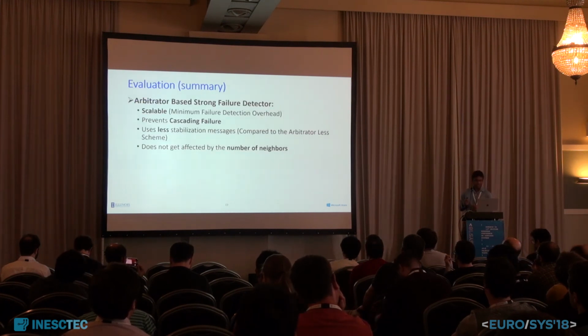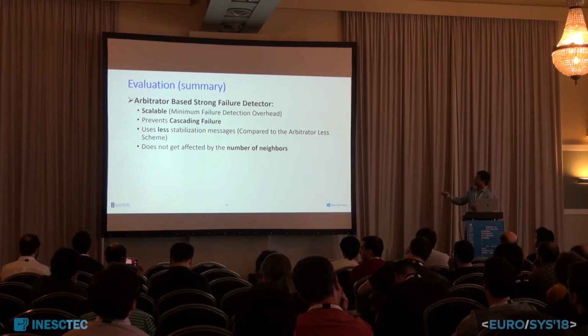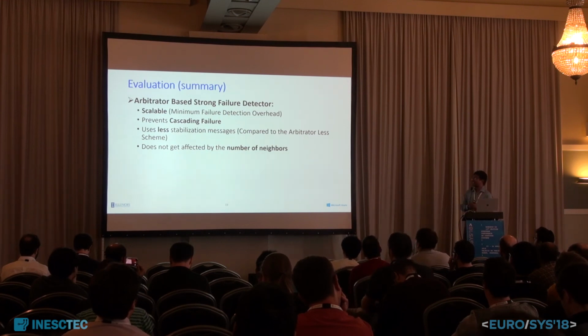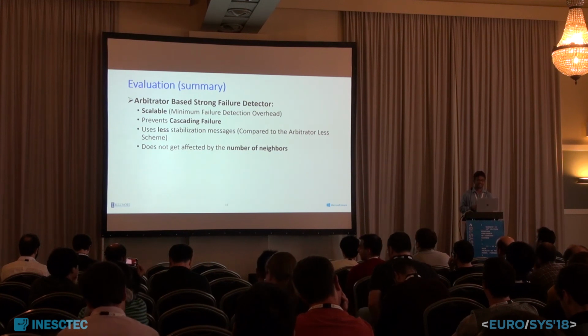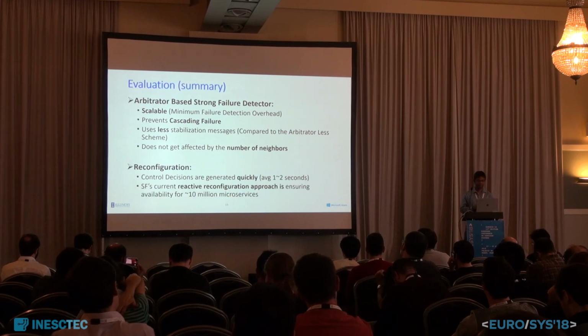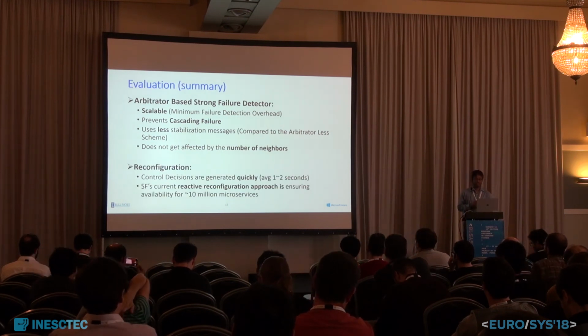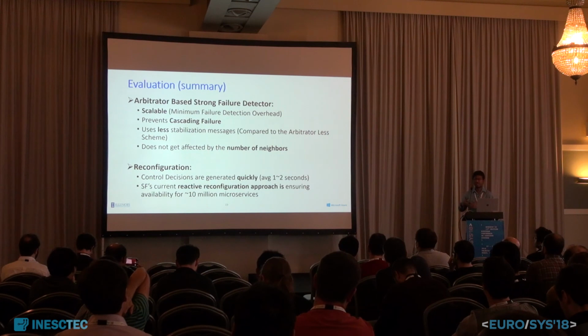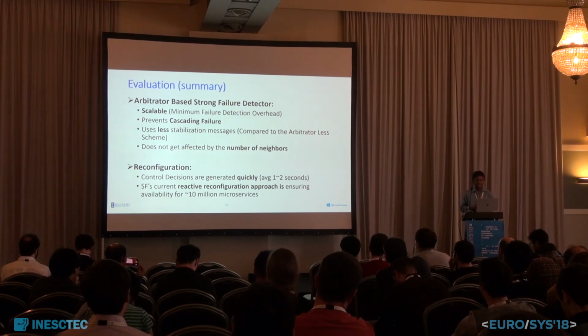Our arbitrator-based strong failure detector is scalable. It has minimum failure detection overhead. It prevents cascading failure. It uses fewer arbitration meshes compared to our arbitration-less scheme. It doesn't get affected by the total number of neighbors. In our reconfiguration, control decisions are generated quickly within 1 to 2 seconds, and Service Fabric's current reactive reconfiguration approach is ensuring availability for 10 million microservices.